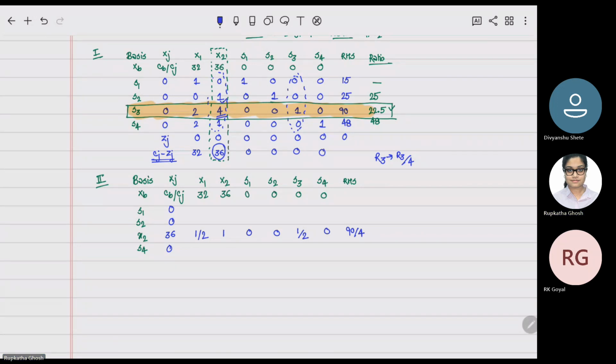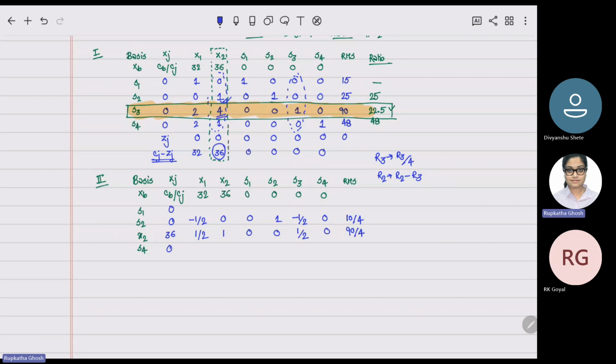Next, we can do R2 as R2 minus R3 because currently your R2 here is 1. So 0 minus half is minus half. 1 minus 1, 0. 0 minus 0, 0. 1 minus half, 0. And this becomes 25 by 4 minus 90 by 4. So that is 100 minus 90 by 4, 10 by 4. Okay.